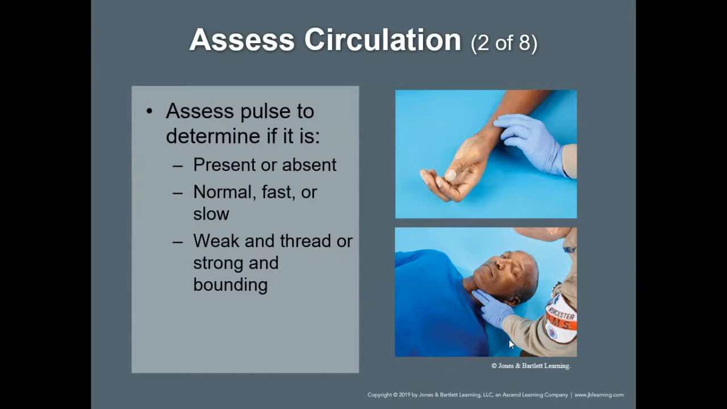Assess pulse to determine if it is present or absent, normal, fast or slow, weak, thready, or strong and bounding. So with the pulse, you're going to check the rate, the rhythm, and strength of the pulse. If the patient is communicating, check peripheral. If the patient is not, central. And for the pulse, you can use 15 seconds to obtain the pulse rate. That is acceptable now.